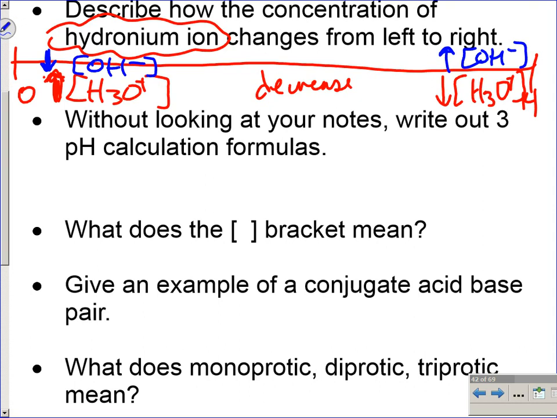Do not look at your notes, like I said. All right, pause. Will, give me one.